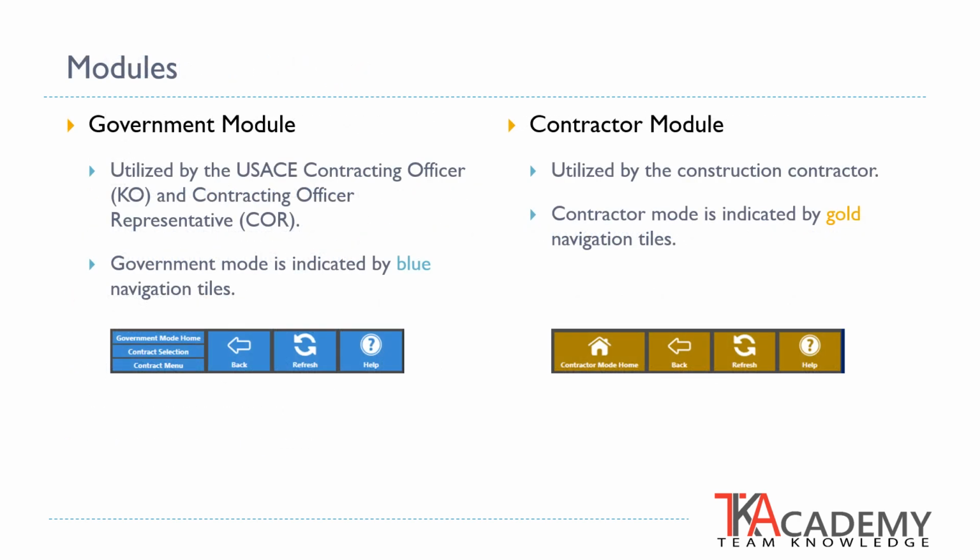The system is composed of two separate modules. The government module is the interface that is utilized by the U.S. Army Corps of Engineers Contracting Officer and Contracting Officer Representative. The government features within the system are indicated by blue navigation tiles. The Contractors module is utilized primarily by the construction contractor. The contractor features are indicated by gold navigation tiles.